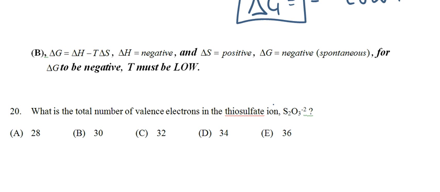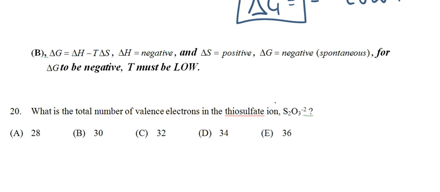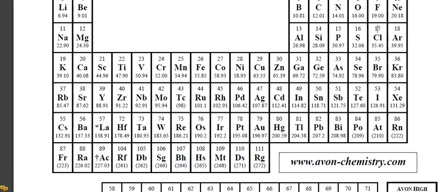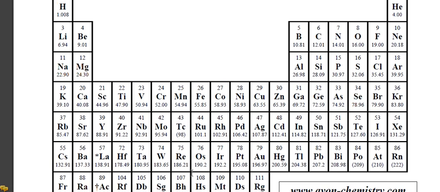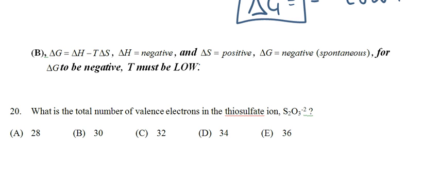Number 20. What is the total number of valence electrons in the thiosulfate ion? Well, remember when we talk about valence electrons, we want to know, okay, well, what group is it in? So sulfur, since it's in group 6, we have 1, 2, 3, 4, 5, 6 valence electrons. Okay, so each sulfur brings with it 6 electrons. So we have 6 electrons times 2. Oxygen, same column, just above the sulfur, 6 electrons. We have 3 of those.